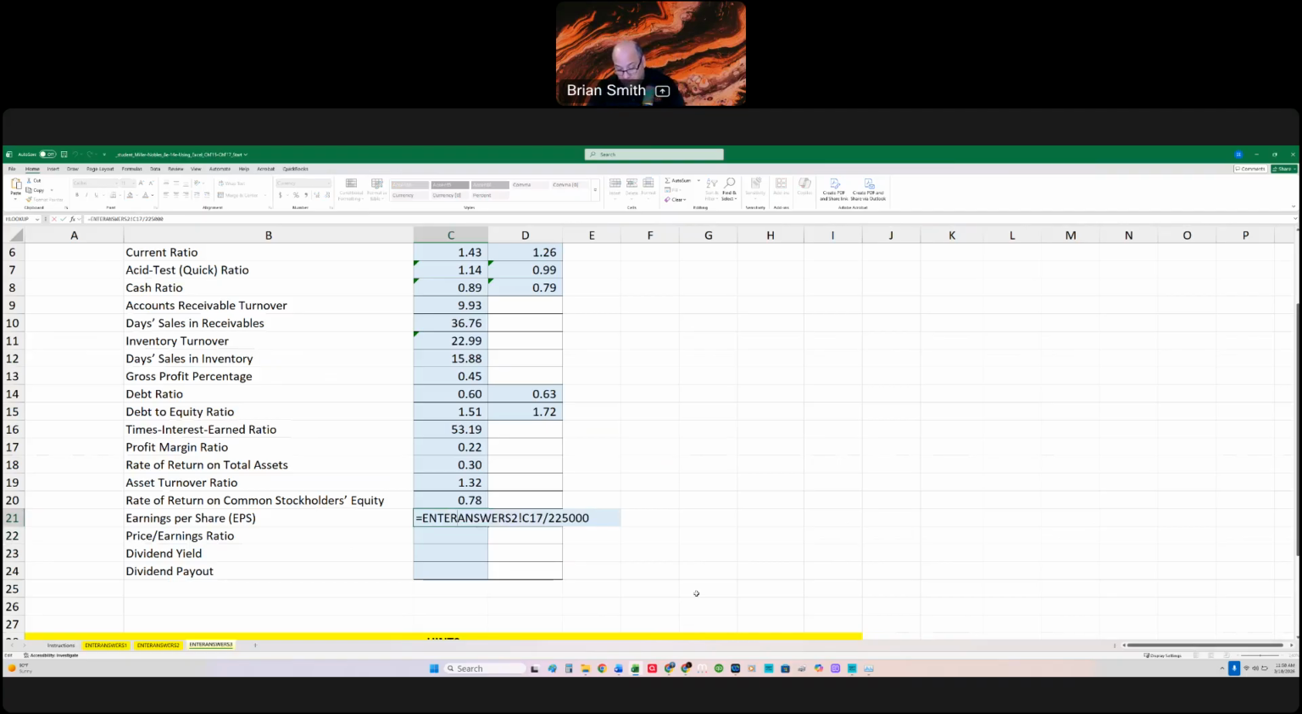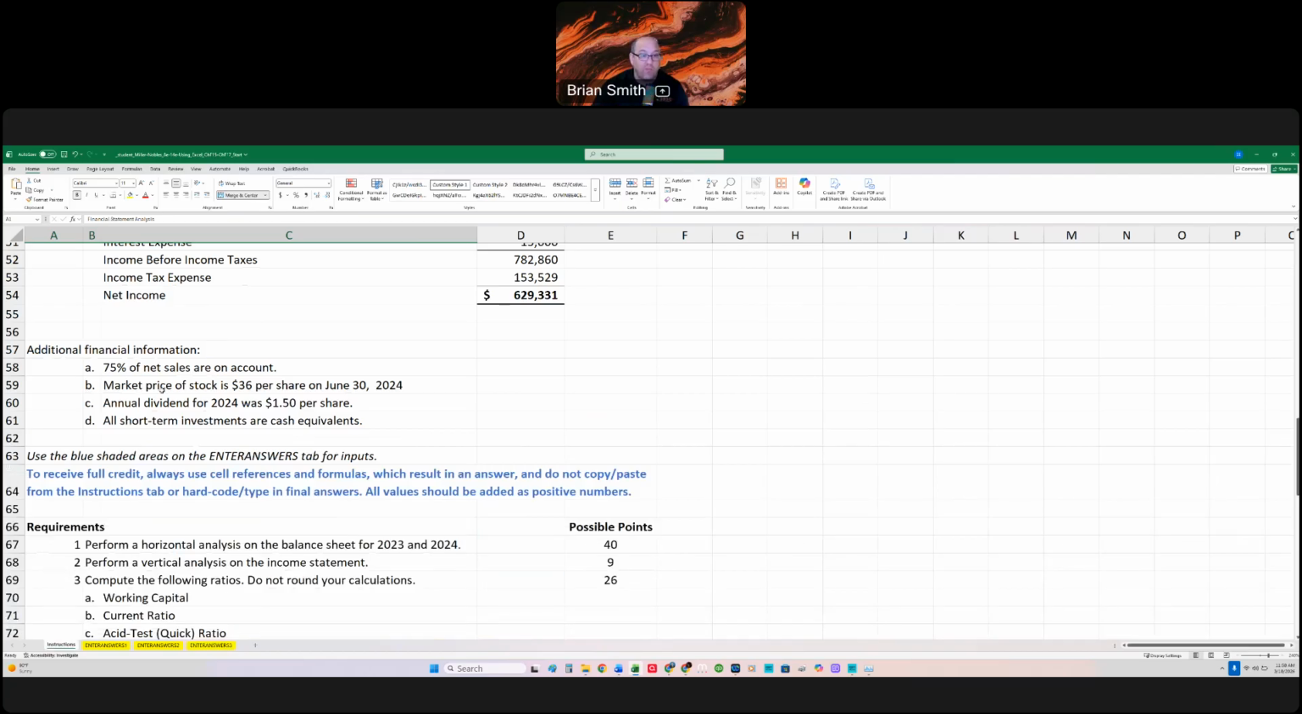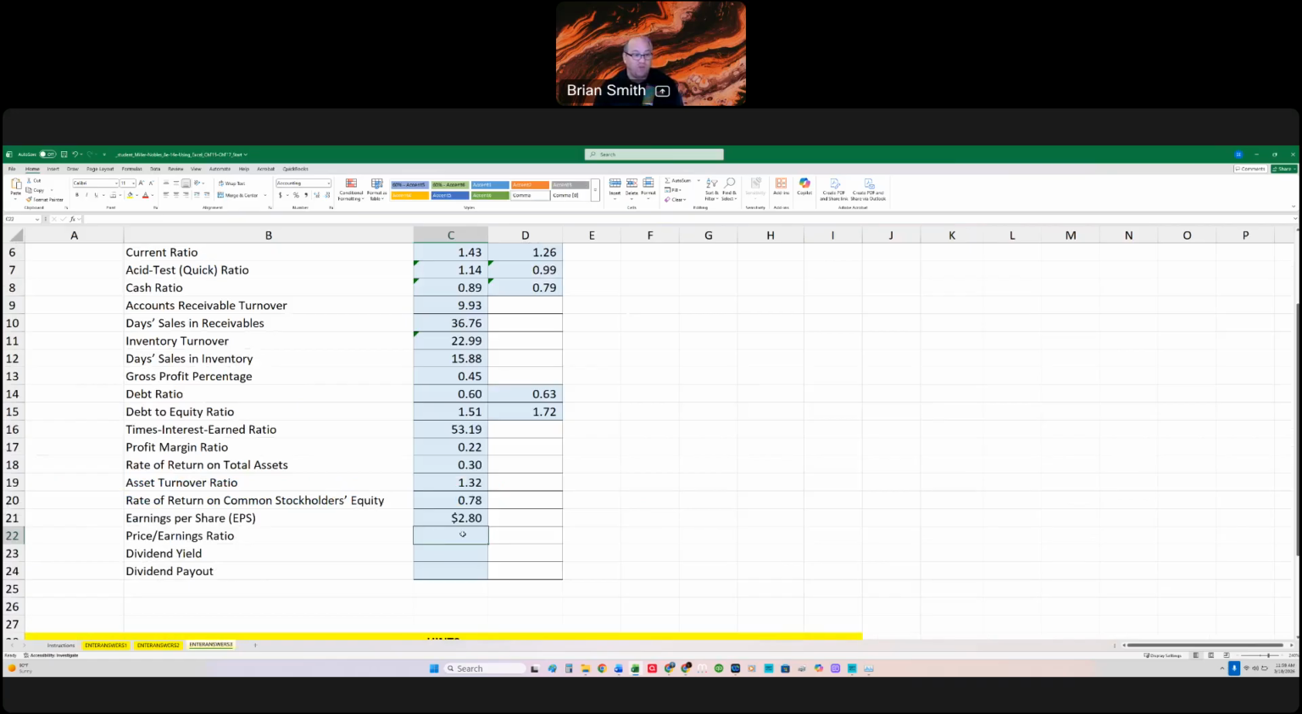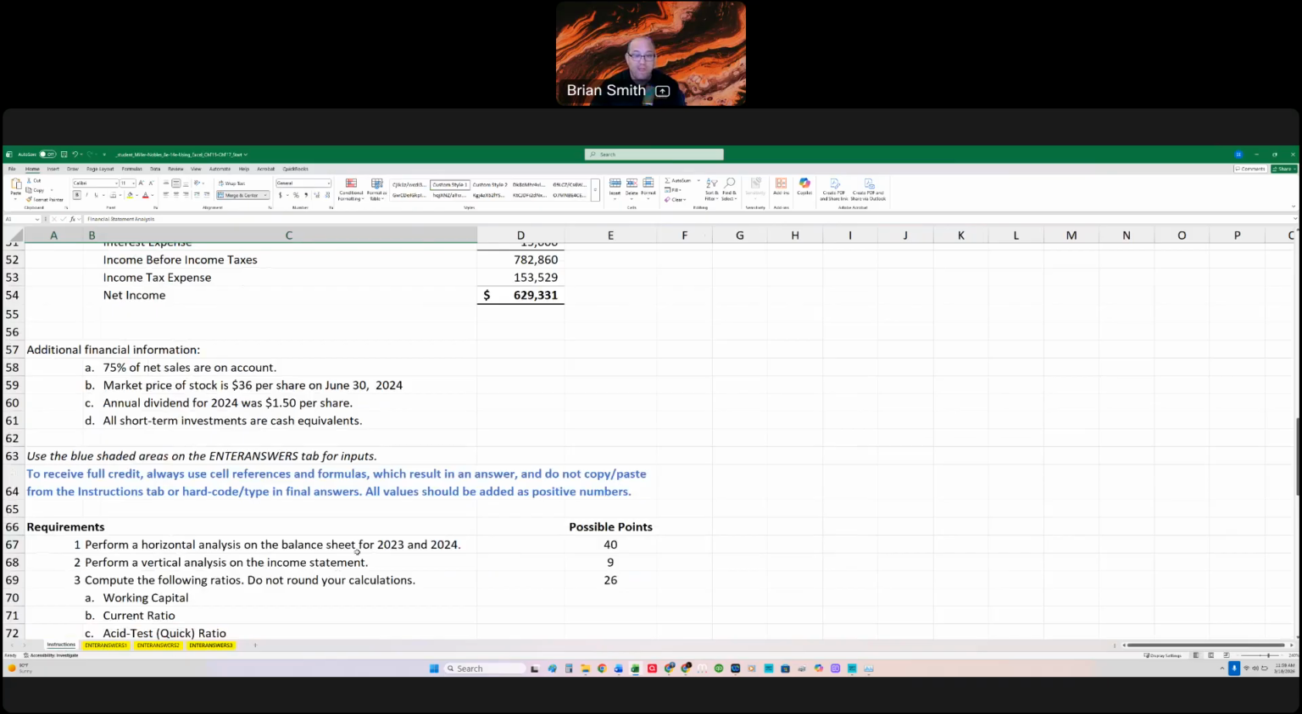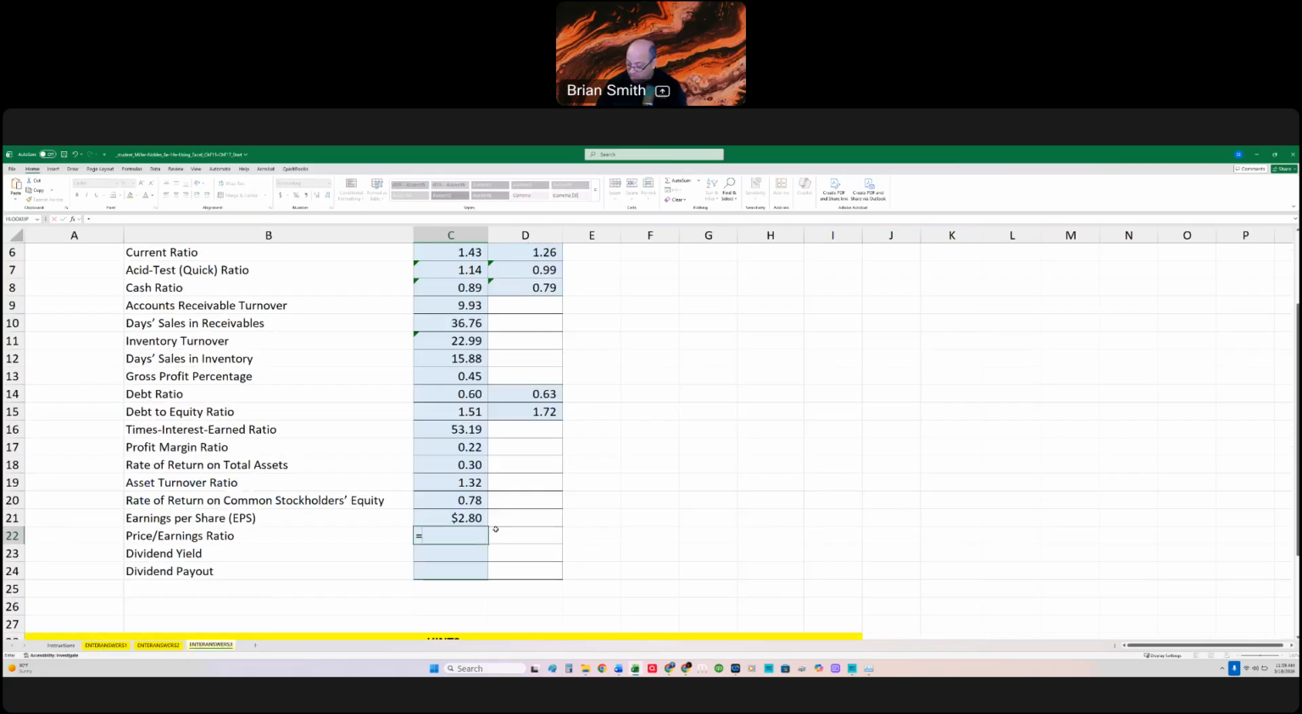All right, price earnings ratio is the market price per share of common stock divided by what we just calculated, the earnings per share. Well, this one we have to hard code because we have the market price is $36 right there. So in cell C22 on enter answers 3, we're going to hit... What was the number? 36? Yeah. Equals 36 divided by our earnings per share calculation we did in cell C21. Hit enter.